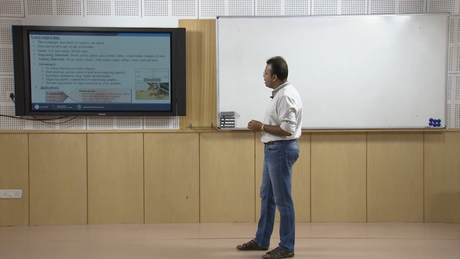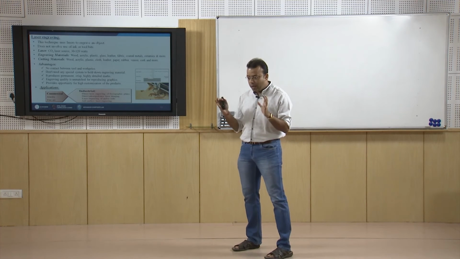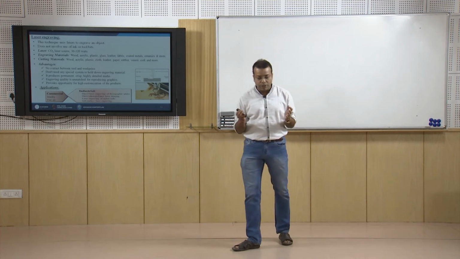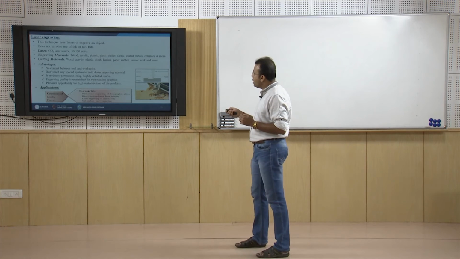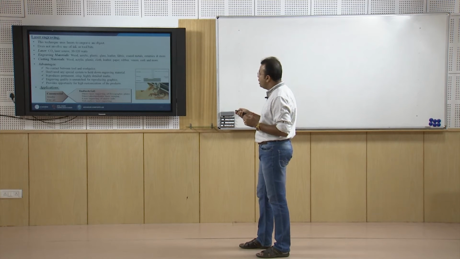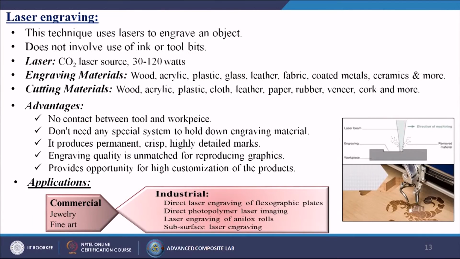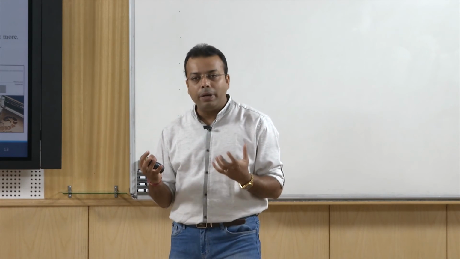Next one is called laser engraving. This is one kind of sophisticated technique that we generally use nowadays. This technique uses lasers to engrave an object and does not involve the use of ink or tool bits. Generally a carbon dioxide laser is used as the source, and the power requirement is 30 to 120 watts. Engraving materials are generally wood, acrylic, plastic, glass, leather. So, on any kind of soft material we can do decorating work, we can make mementos, prizes, medals by using this kind of technique.